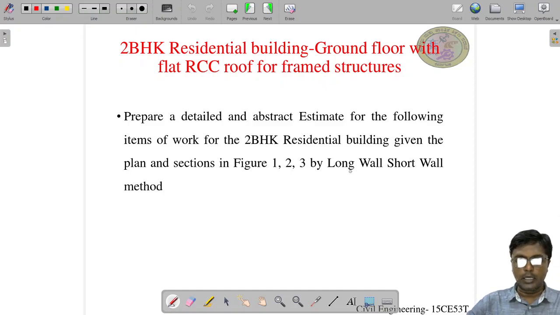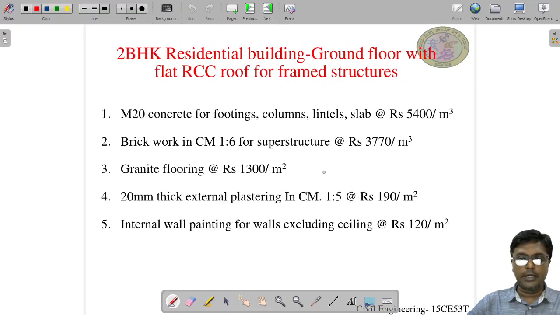I hope by now you have understood the concept of long wall short wall method. So these are the items which are to be calculated. M20 concrete at the rate of rupees 5,400 per meter cube, brickwork at the rate of rupees 3,770 per meter cube, granite flooring at the rate of rupees 1,300 per meter square, external plastering at the rate of 190 per meter square, internal wall painting at the rate of rupees 120 per meter square.